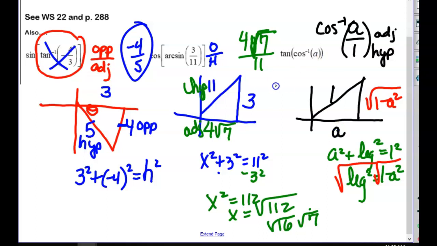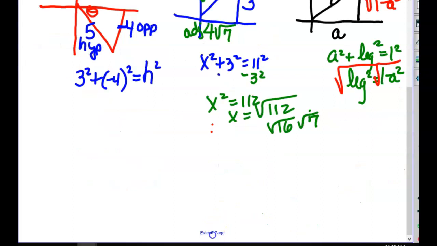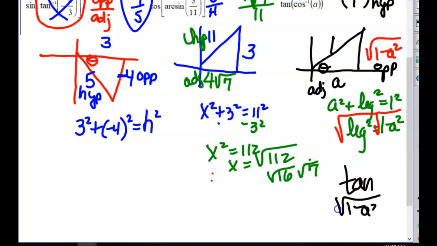Okay. Then it asks, once you've got that drawn, to find the tangent. The tangent of that triangle up there, which I've now made go off the screen, would be, the angle is in here, so it's opposite over adjacent. So the square root of 1 minus a squared over a. Now can I simplify? No.